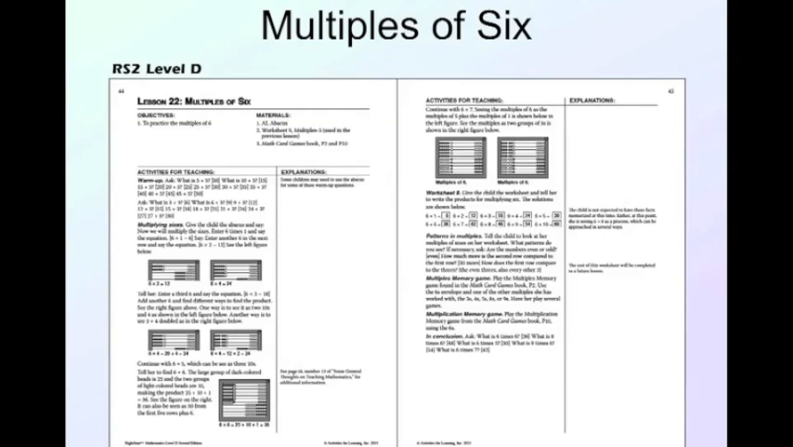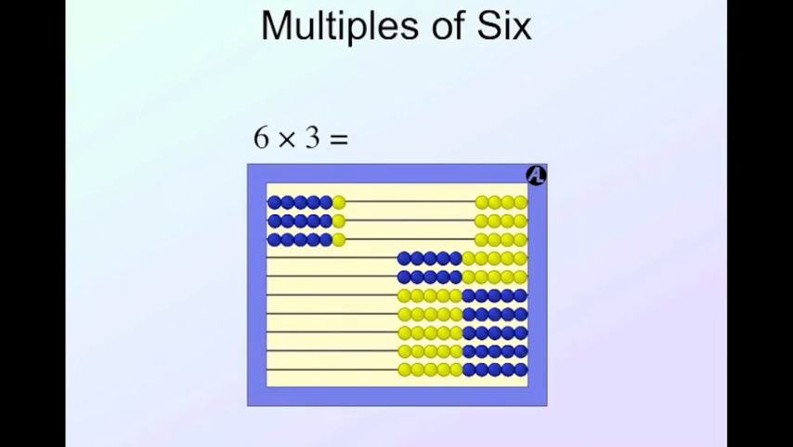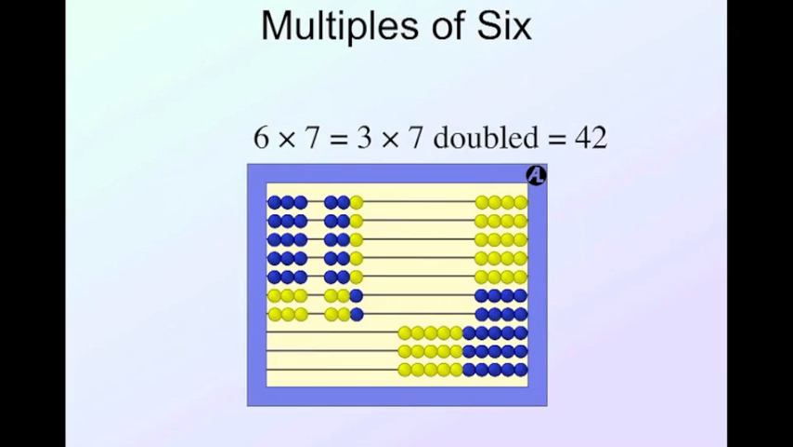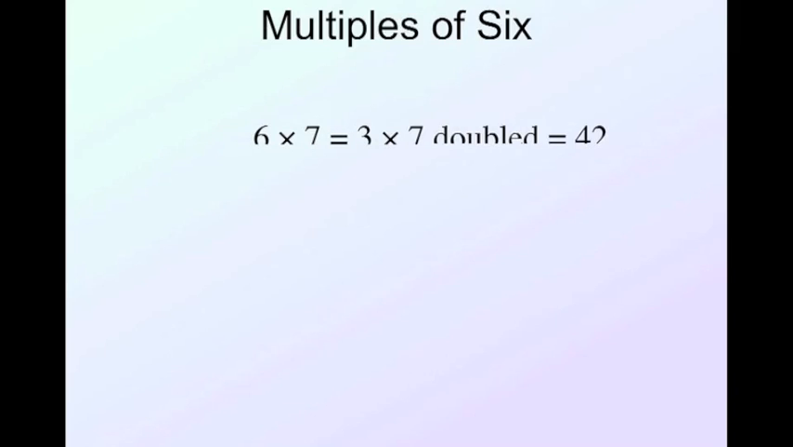Let's look at multiples of 6. 6 times 3, I can do this one of two ways. I can see that I have 15 and 3 more, which would be 18, or I can split it again and say it's 3 times 3 doubled, which would be 18. 6 times 7. I can see that that's the same thing as 3 times 7, which is 21, doubled, 42. I actually use this a lot personally. This helps me with my 6s and 8s by using these doubles.